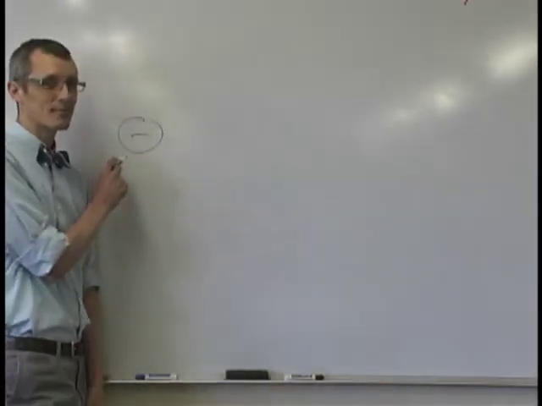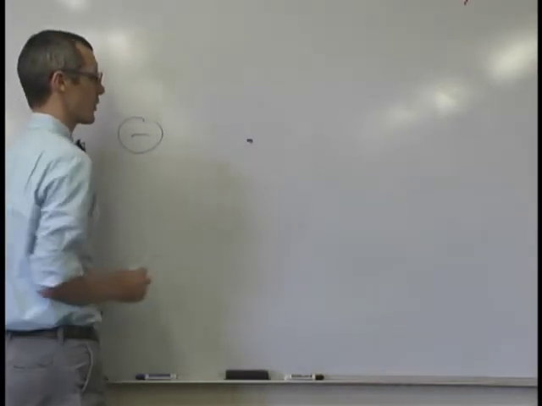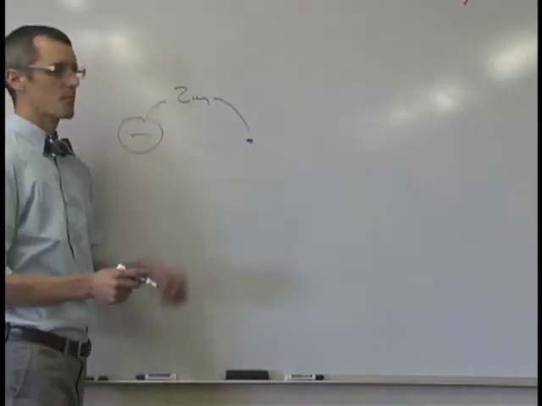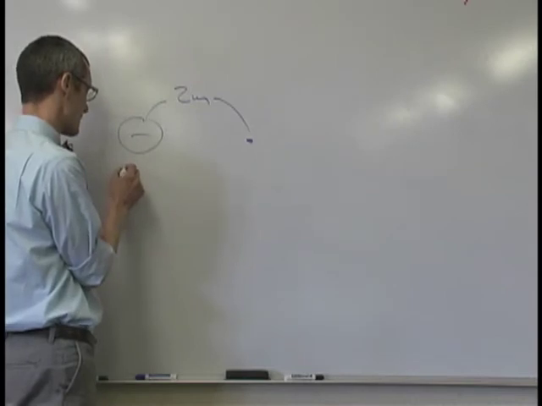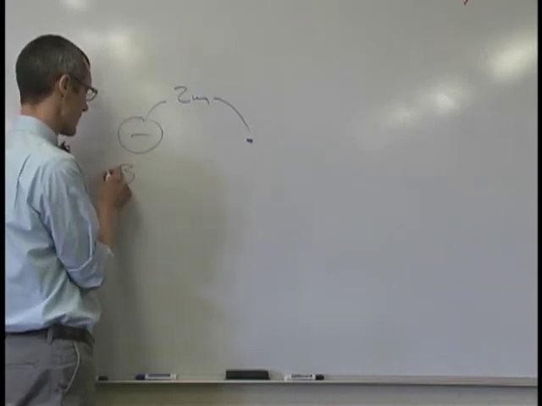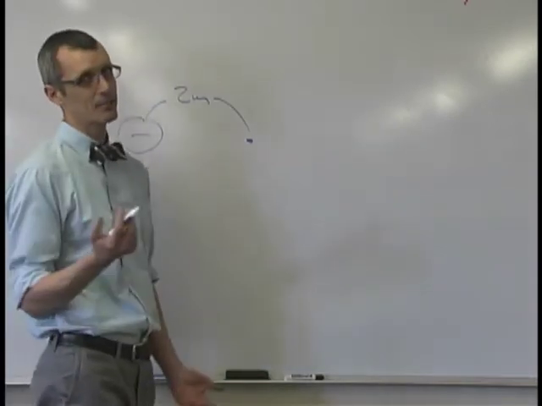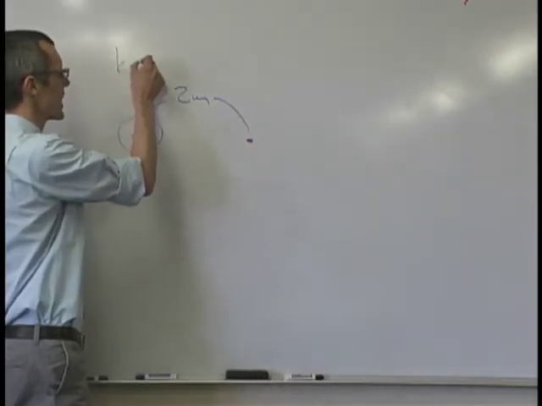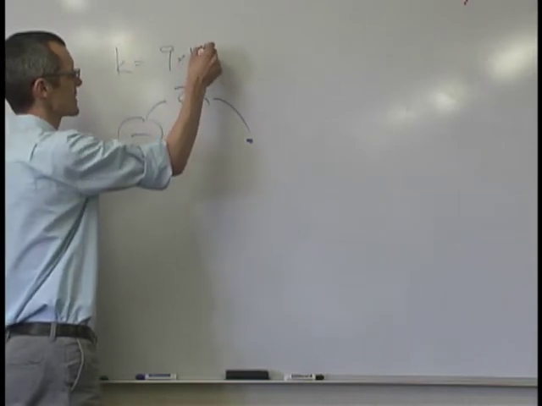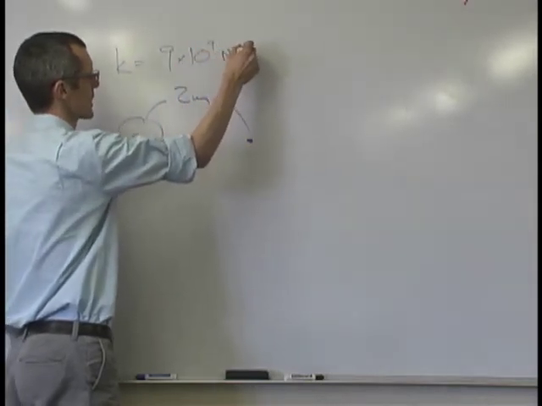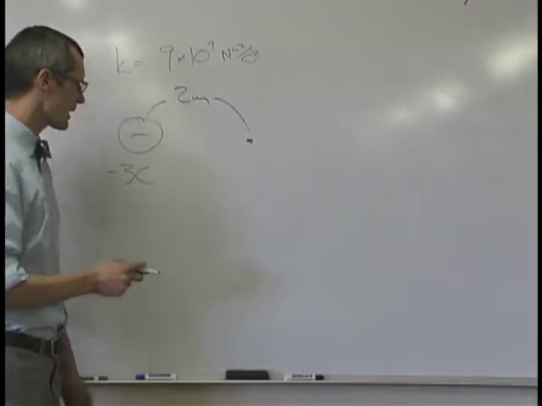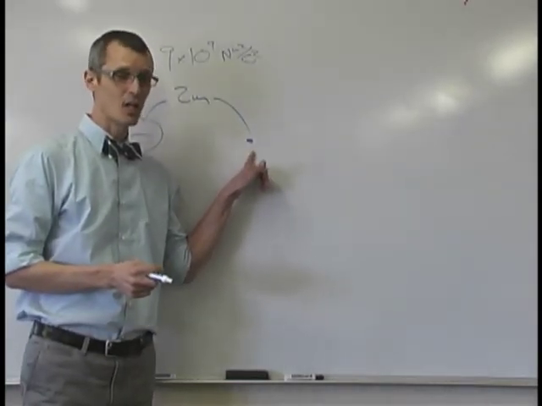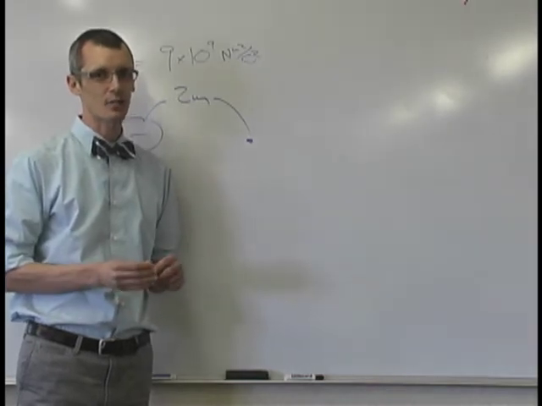So let's say I have a negative charge, and I want to look at a point that is 2 meters away. My charge has to have some sort of value, so let's call it negative 3 coulombs. Negative, of course, because it's negative. So 2 meters away, negative 3 coulombs, my constant is 9 times 10 to the 9th Newton meters squared per coulomb squared. And my question is, what's the electric field at that point? And to solve this, I'd like to bring in my guest solver, Hayden.